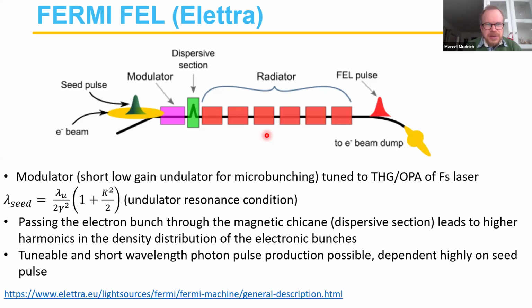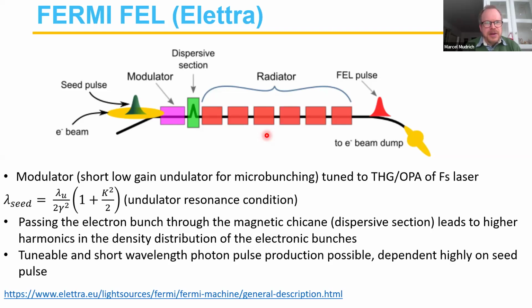This is exactly the way we pick a specific harmonic from the electron bunches that come from the modulator and then go through the dispersive section. You wrote very correctly that these pre-bunched electron bunches support many different harmonics. So if we want only one specific harmonic to be amplified, then of course the radiator needs to be tuned to that specific harmonic to amplify it.